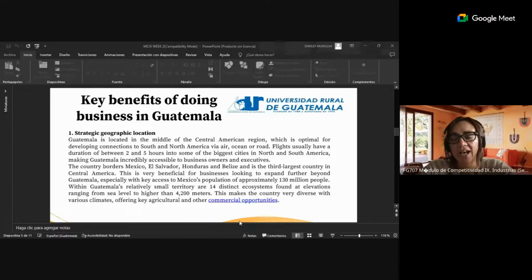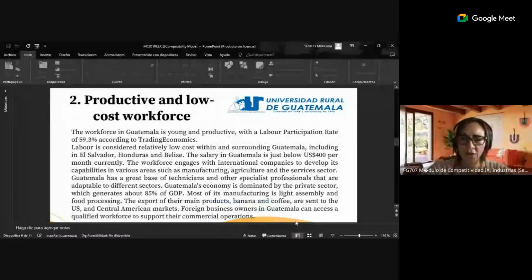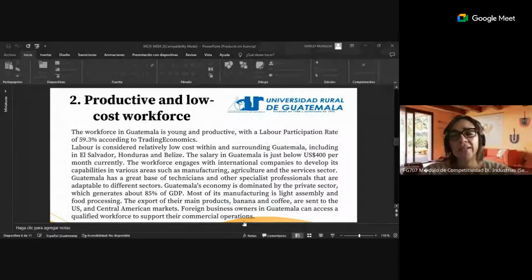That's why the strategic geographic location is so important. We are in a perfect location to make any type of business because we're in the middle of the Central American region. This is optimal for the connections from South America to go to the north. So this is why it's so important. Okay. Number two, we're going to talk about the productive and low-cost workforce. You see here, we have different types of companies from other countries that are manufacturing, and the textile area also.